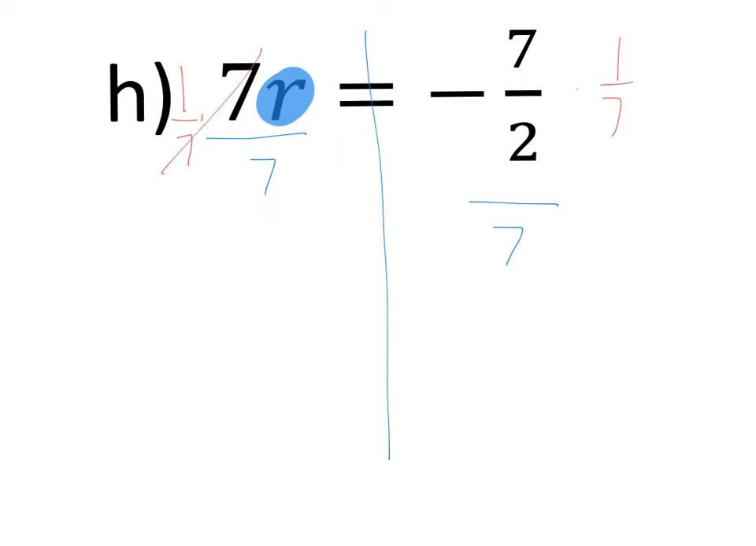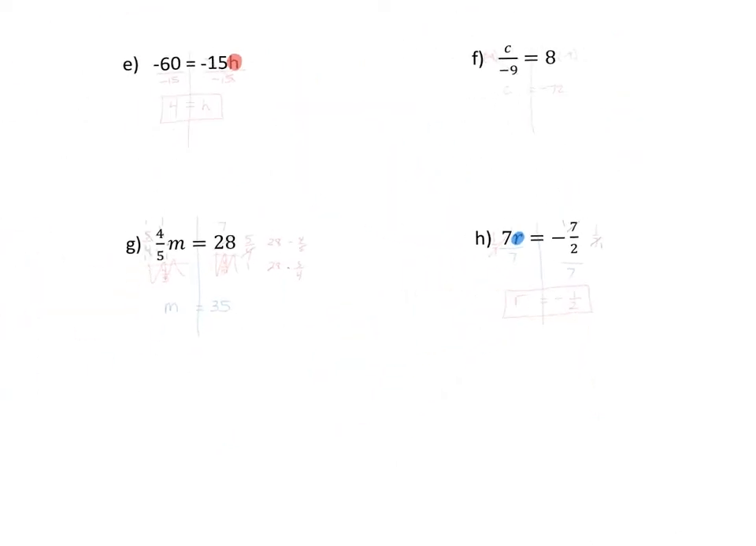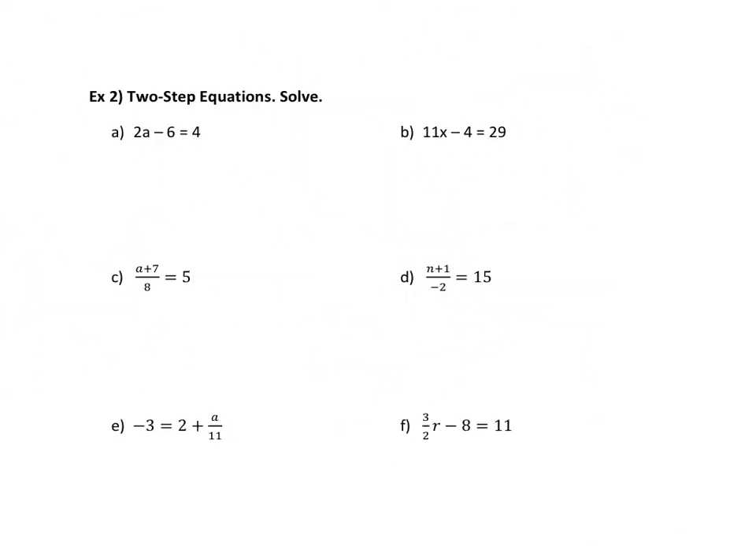So that 7 will cancel on this left-hand side. We have an r equals. And then over here on the right-hand side, the 7 goes to a 1, and then I'm going to multiply across, 1 times 1 and 2 times 1. A negative times a positive is a negative. So I end up with -1/2. Okay, all right, let's go to the next page.